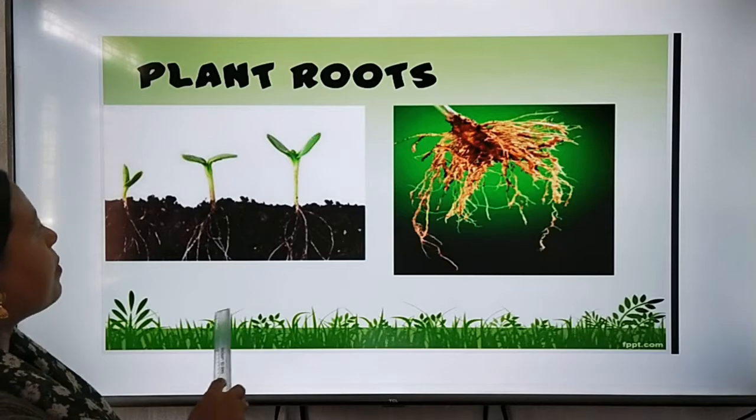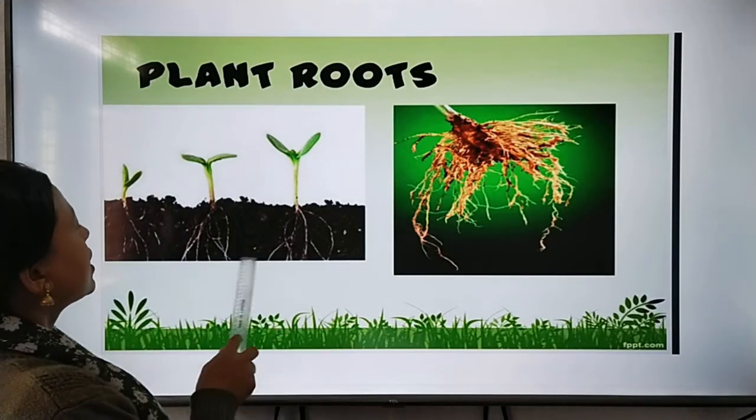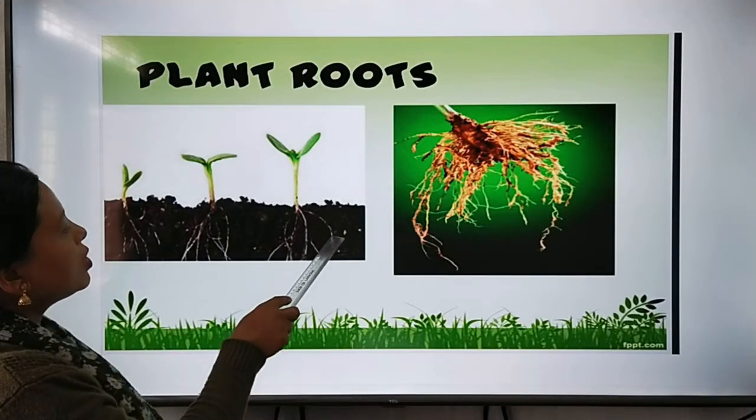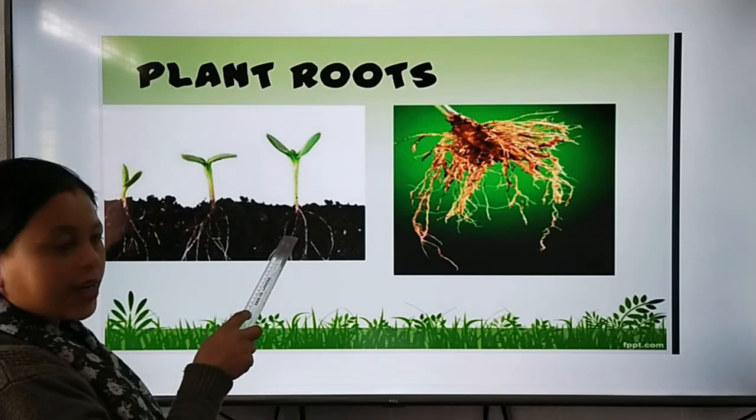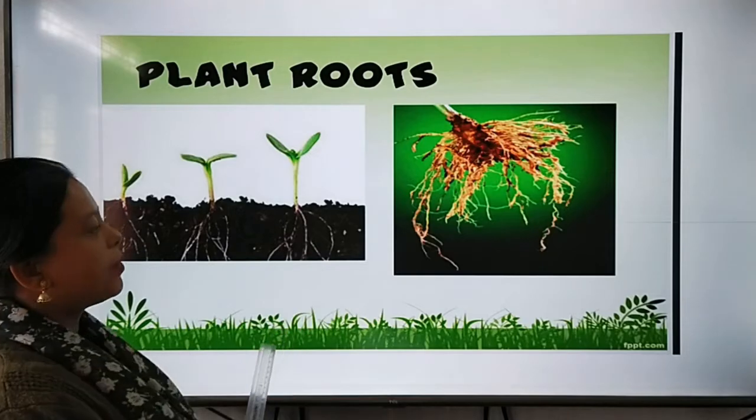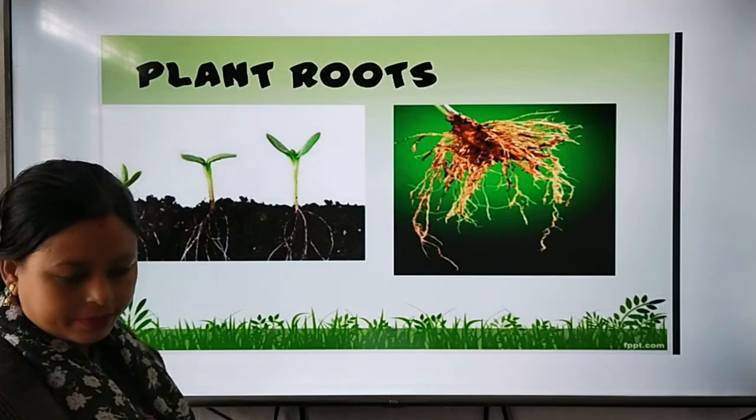So, these are some examples of roots of a plant. Look here, roots hold the soil and it helps the plant to stand straight. Okay, these are the examples of roots.